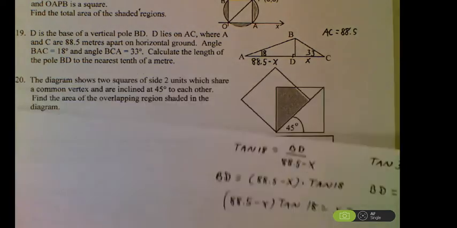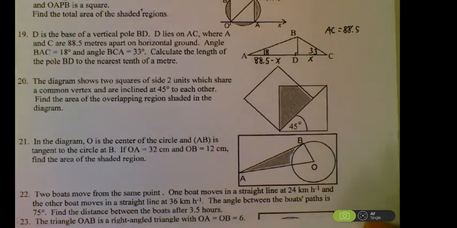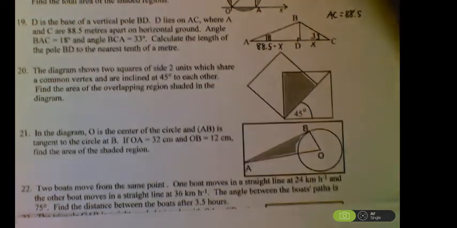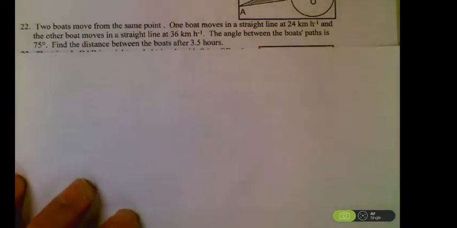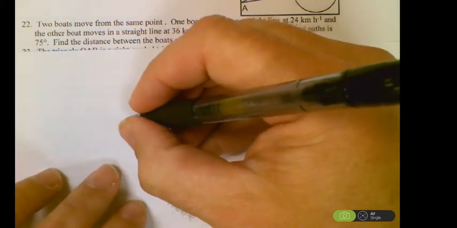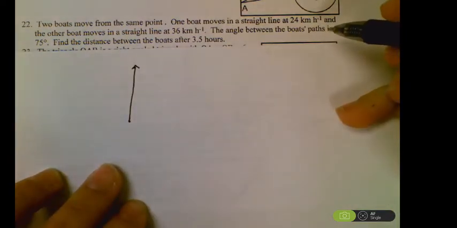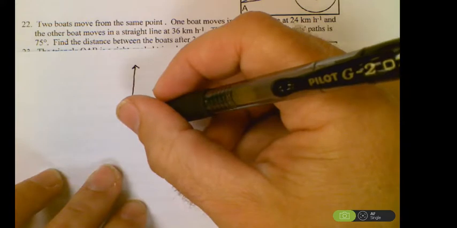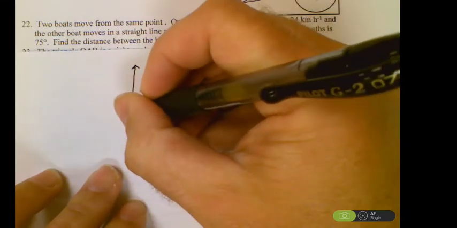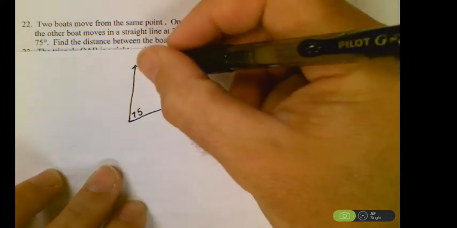So moving on to 22. So now we're dealing with some boats moving from the same point. So one boat moves in a straight line at 24 kilometers per hour. Other boat 36. So the angle between them is 75. Find the distance between the boats after 3.5 hours. So you got one boat taking off. The angle between them is 75, so let me approximate that as best as I can for a 75-degree angle.